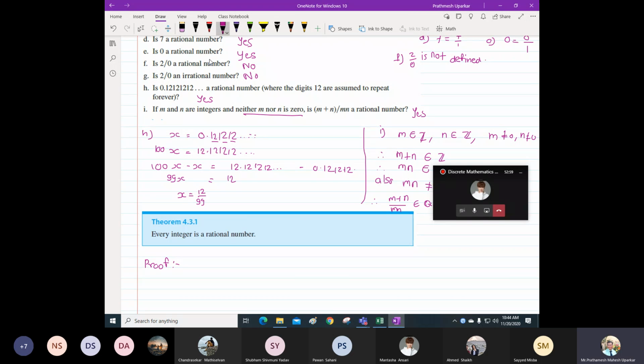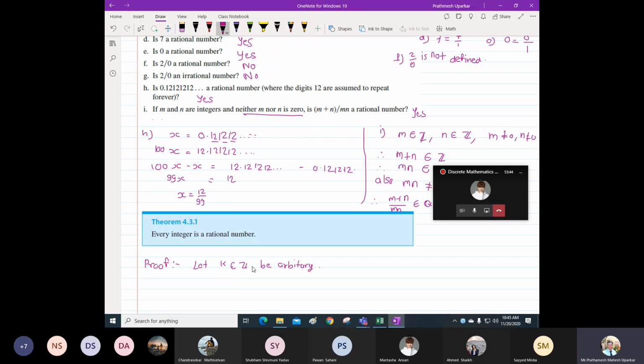I want you to answer me this question. Show that 10 is a rational number. How will you show it? Ten by one. Okay. If I ask you 5 is a rational number, how will you show it? 5 by 1. Okay, so I will generalize this for every integer. So to prove it for every integer, what will we do? Let k belongs to z be an arbitrary integer.